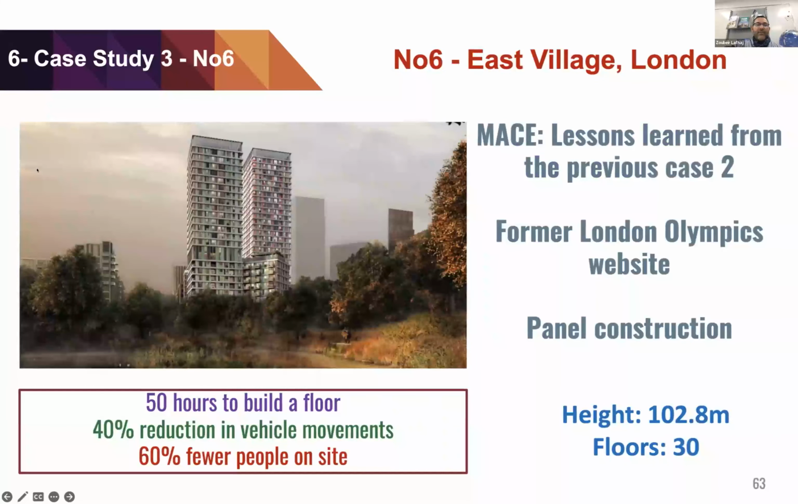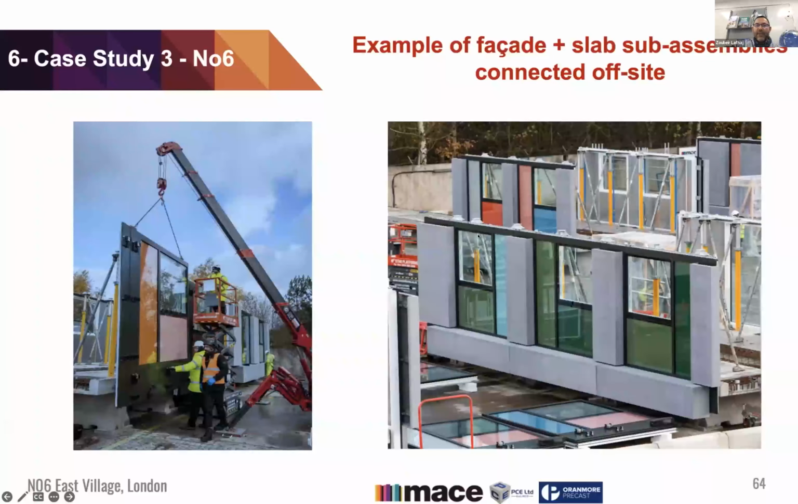East Village, London, another example. MACE applied lessons learned from the previous cases too. Former London Olympic site, panel construction: 50 hours to build the floor, 40% reduction in vehicle movement, 60% fewer people on site. Example also of facade slab side connected.